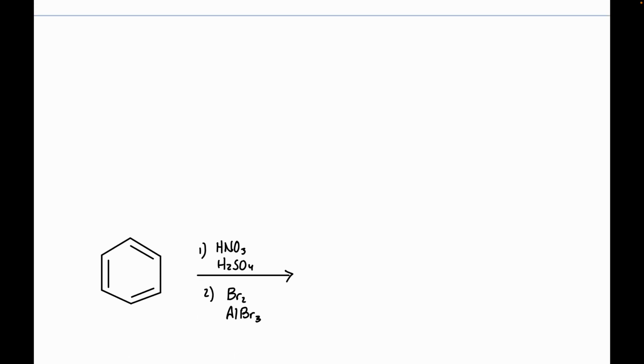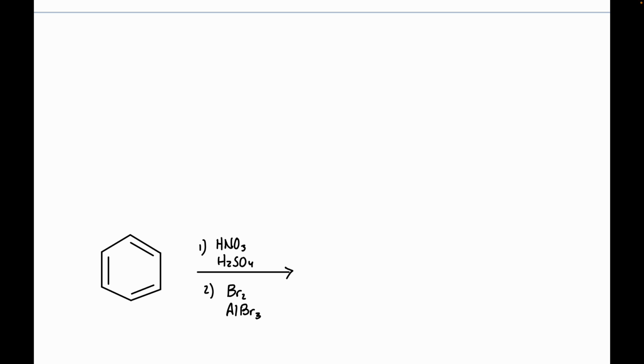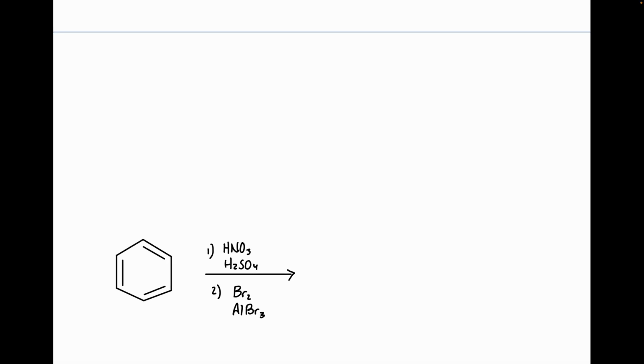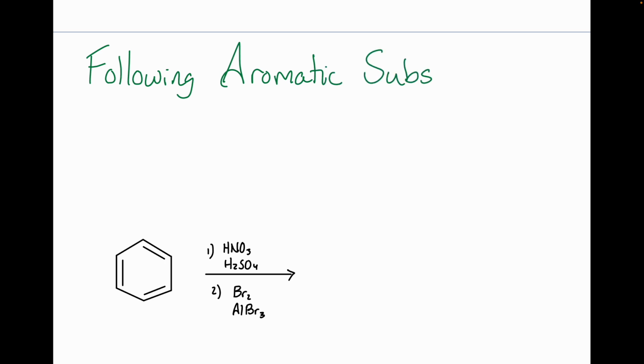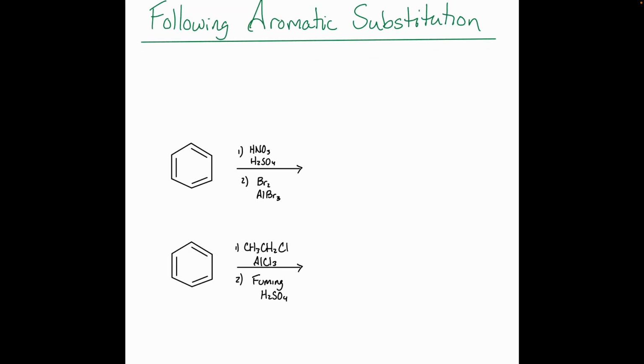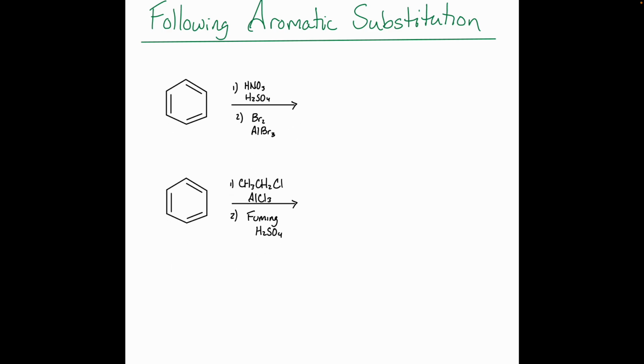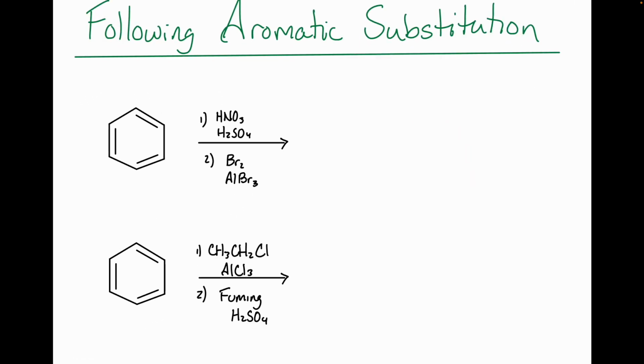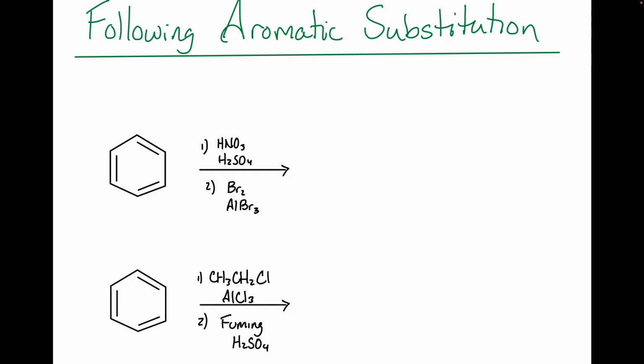So today we're going to put into practice all these aromatic substitution reactions that we learned how to do. The first thing we're going to do is to focus on following these aromatic substitution reactions. If I give you a list of reagents here, you should be able to tell me what the product of these reactions are, okay? And to be clear, we want all possible products.